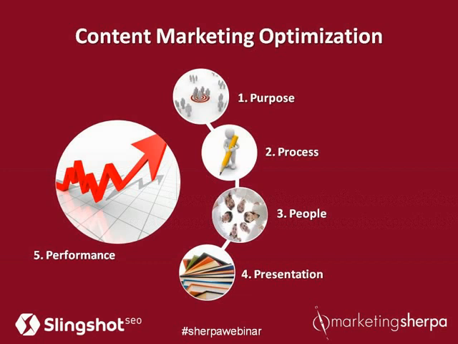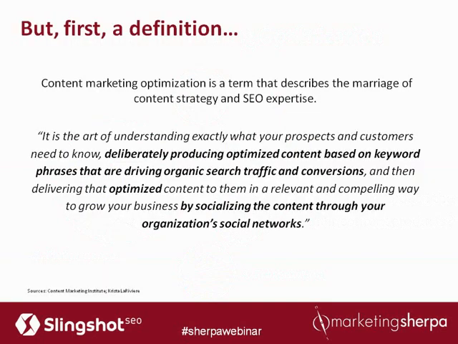And so this is sort of a play on that. These are the 5 Ps of content marketing: purpose, process, people, presentation, and performance. But before we get into the first one, I want to just lay out a definition for us to consider, just sort of put this out on the table and give us a framework, a mental framework. Content marketing optimization is a term that describes the marriage of content strategy and SEO expertise.